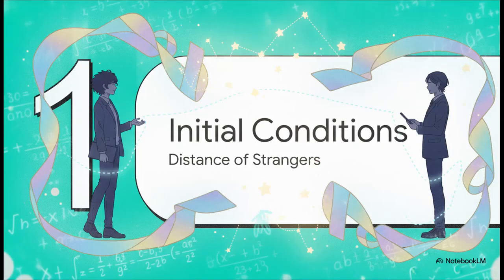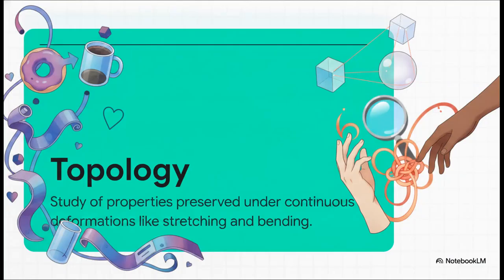Section 1. Initial conditions. The distance between strangers. So, to really grasp what's happening here, we first need to define topology. It's the mathematical study of the properties of a space that are preserved under continuous deformations. Think stretching and bending, but strictly no tearing. For our narrator, who spends his days studying impossible spaces that can't even exist in 3 dimensions, topology isn't just an academic subject. It's his primary lens for perceiving the entire world.